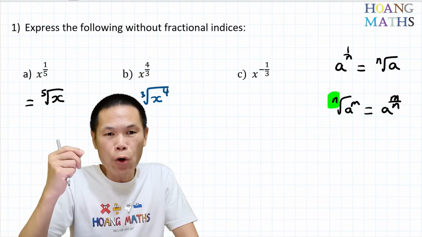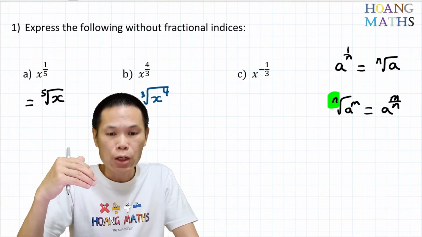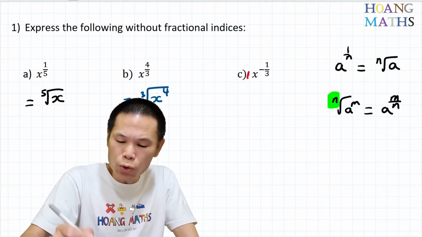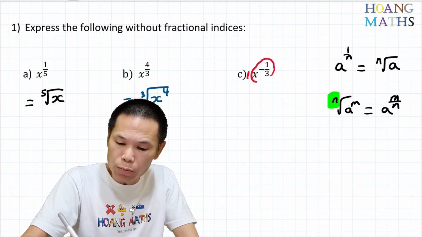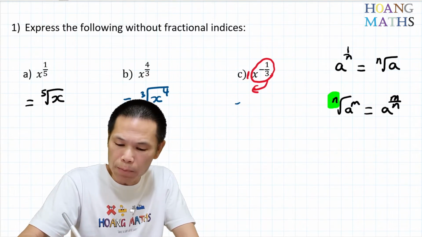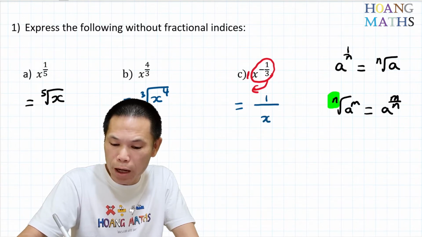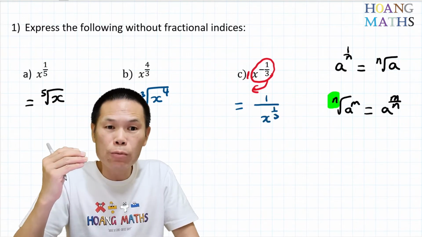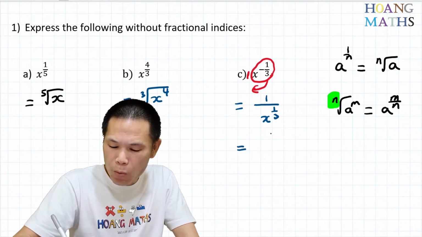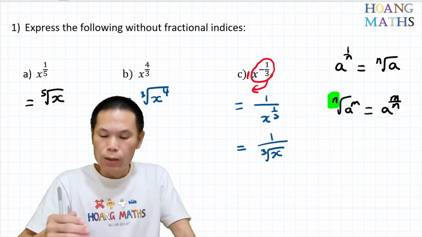Part C. Before we do anything, we need to convert the negative index into positive index first. No coefficient in front of x, that means 1 here. To convert that, we need to bring this down so it becomes positive. That's the first step, okay? The 1 still stays on top, and we bring this down, so that becomes x to the power of 1/3. x to the power 1/3 is cube root of x. So that will give me 1 over x and cube root of x. So there you go.